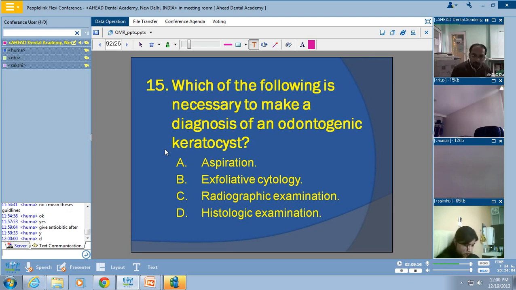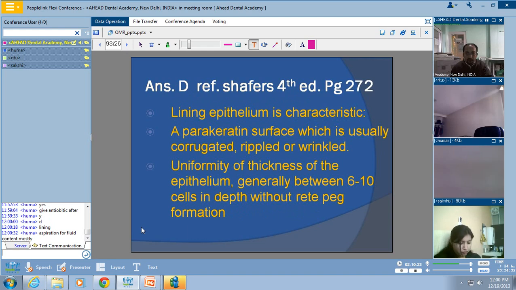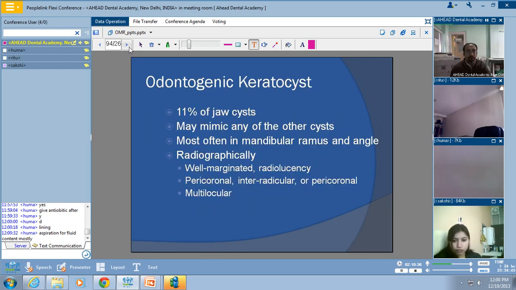Aspiration is not a bad choice. You can do an aspiration, but the problem is aspiration will not be 100% confirmatory. Exfoliative cytology will be not at all conclusive, whereas radiographic examination will give you a multilocular appearance but will not really help you. So the best way of diagnosing would be through doing a biopsy, and as you have written correctly, the lining epithelium is very much characteristic. The uniformity of the thickness of the epithelium would generally be 6 to 10 cells in depth without rete ridge formation. OKC represents 11% of the jaw cysts.